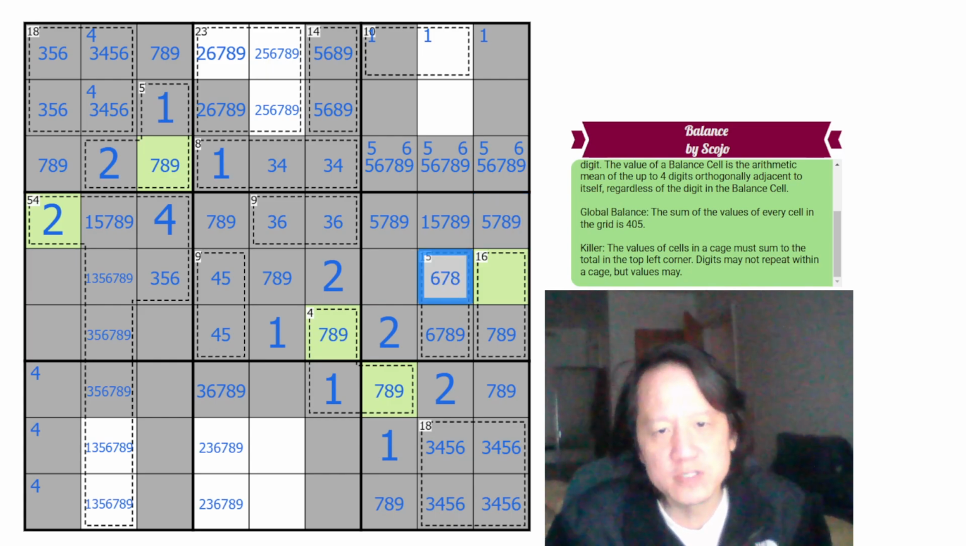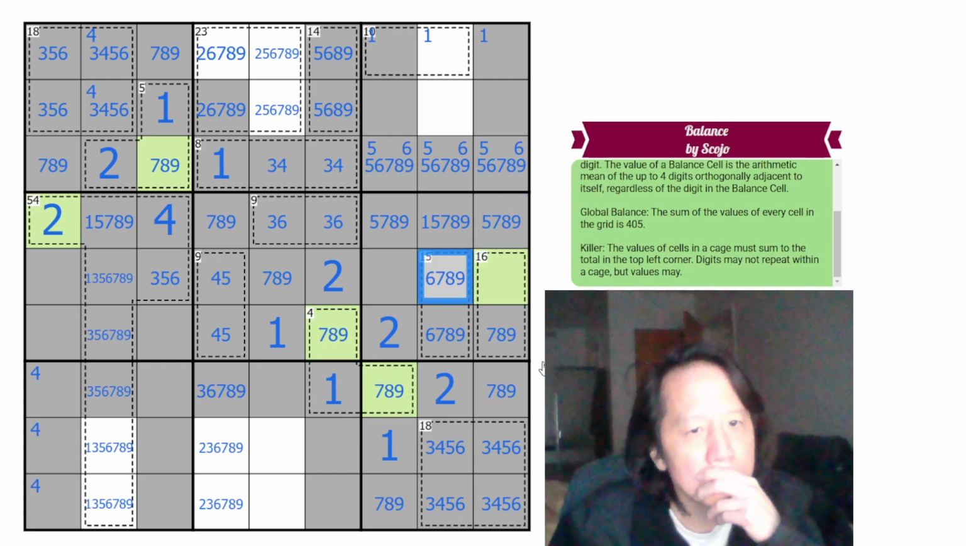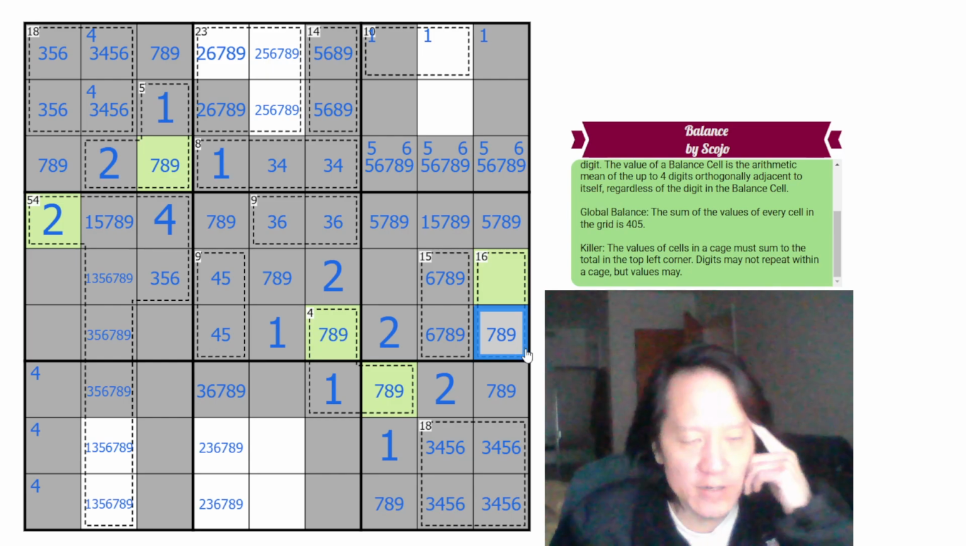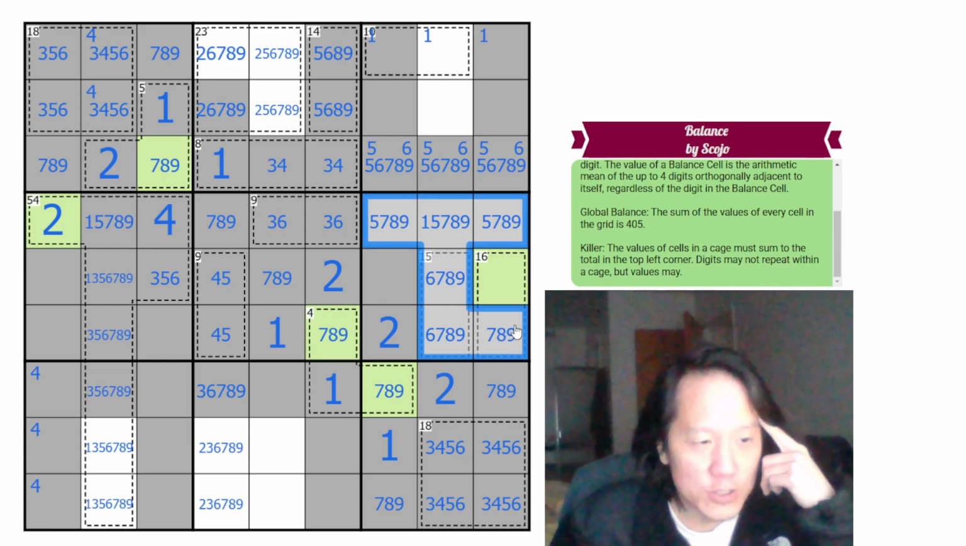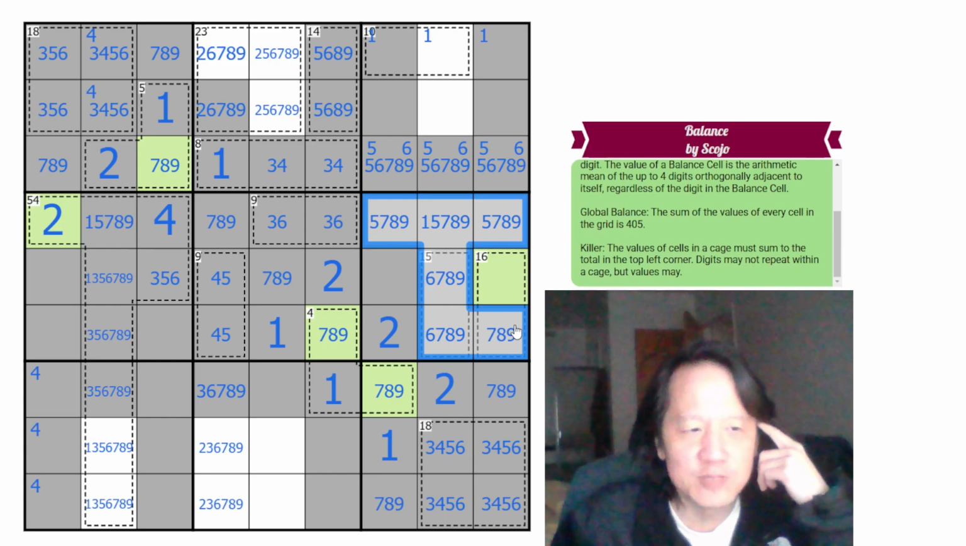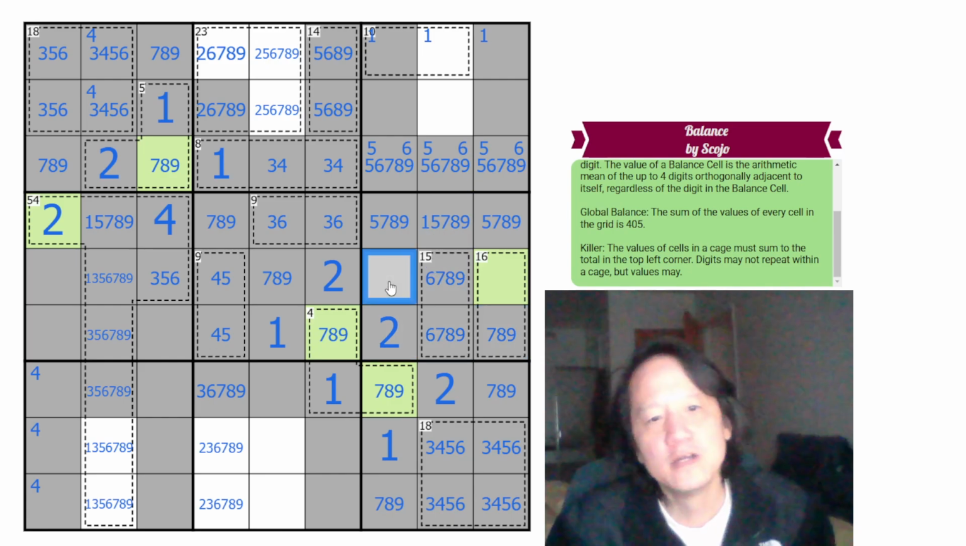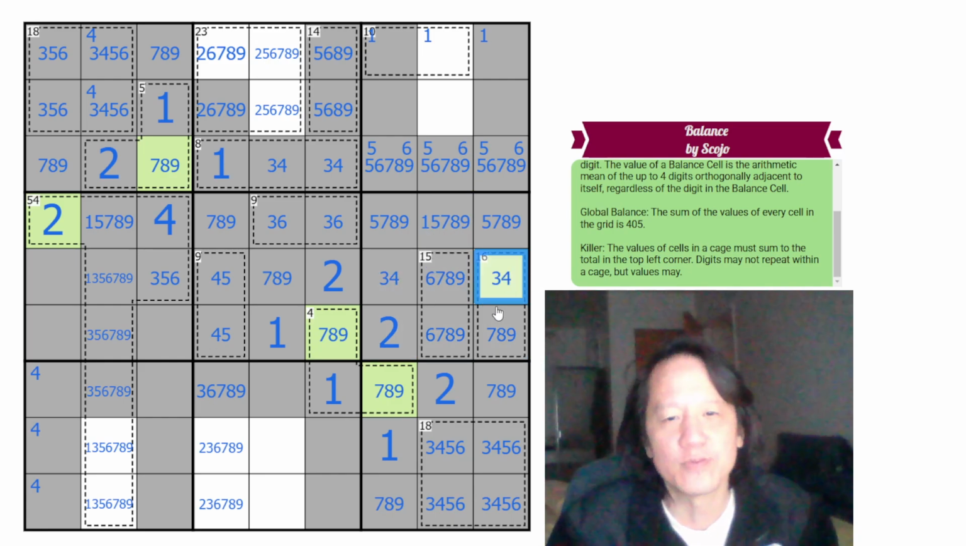This is also 6, 7, 8, or 9. And this is 7, 8, or 9. Aha. We have a 1, 5, 6, 7, 8, 9 quadruple, or not quadruple, sextuplet in box 6. That means 1, 5, 6, 7, 8, 9 cannot be in the rest of the box. So this has to be 3 and 4 and 3 and 4.